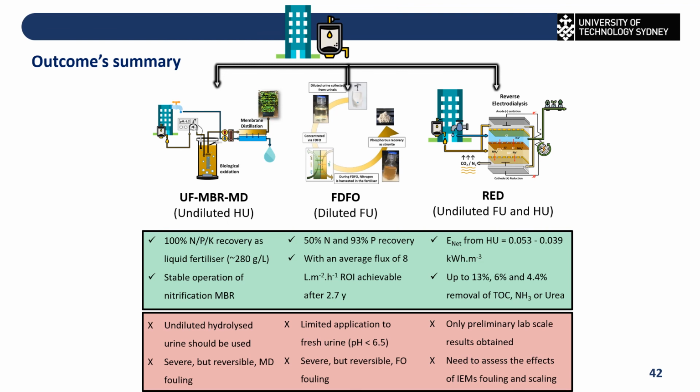The RED net energy from hydrolyzed urine is around 0.05 kilowatt hour per cubic meter, with some compounds, TOC, ammonia, and urea, being removed. So this is the possible application of our membranes in urine resource recovery for fertilizer, energy, and water production.